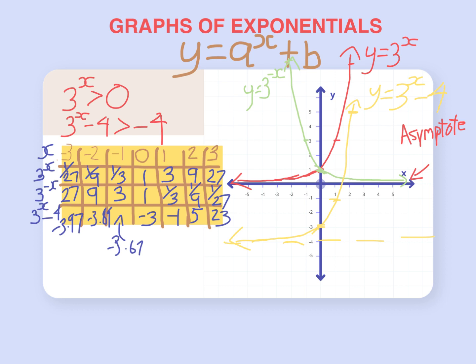So these two graphs, the red and the yellow, are the same, except the red graph is just shifted down 4 units to get the yellow graph. That's the only difference between them. Any point on the red graph, you go down 4 units to get the point on the yellow graph.